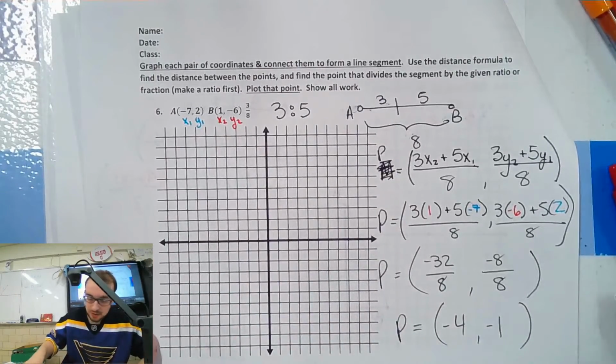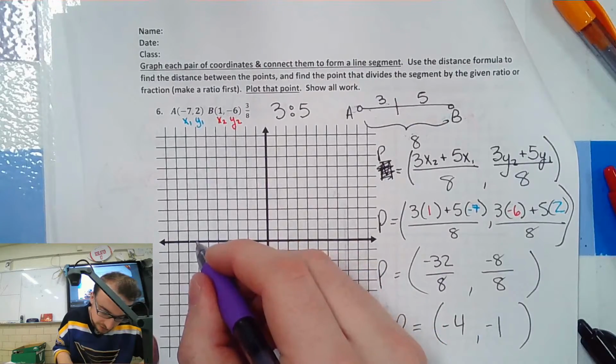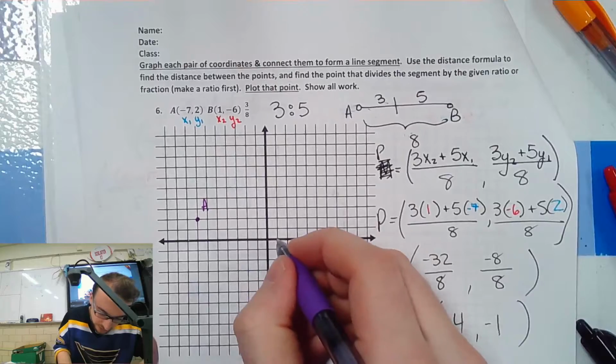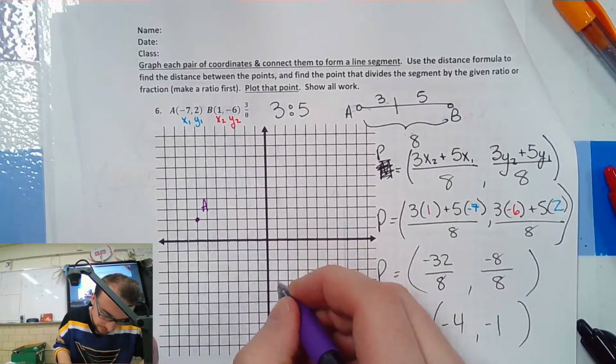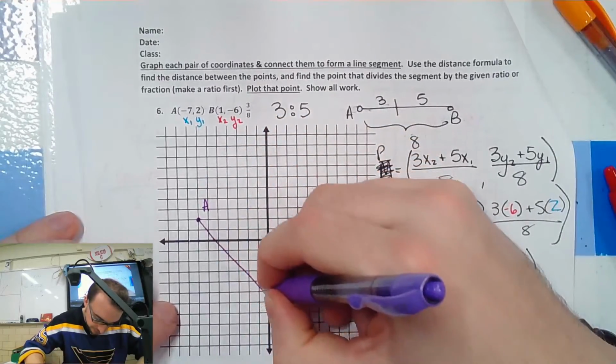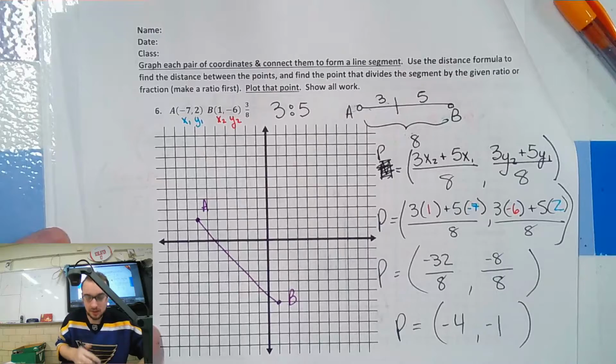So if we graph our original points, A is negative 7, 1, 2, 3, 4, 5, 6, 7, and up 2. That's A. And B is 1, negative 6. 1, 2, 3, 4, 5, 6. A lot of distance there, and if you draw your line well, which I did not, then P should be 3/8 of the way, a little less than half.